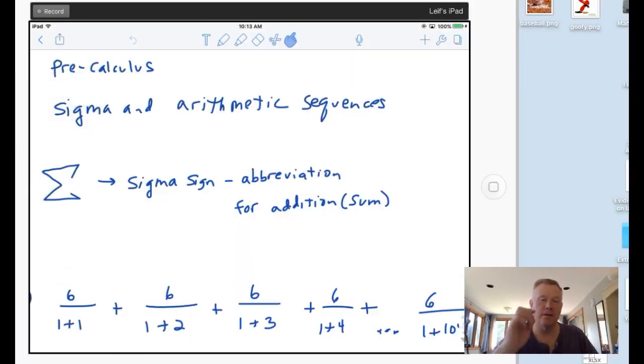Okay, hi there. Today, for pre-calculus, I'm going to be looking at sigma and arithmetic sequences. So this big symbol right here is called sigma, kind of an E-looking shape. That's a sigma sign, and you see this in math a lot. It looks complicated, but what it really means is just addition. It's the abbreviation for addition, which means sum. Sum is what you get when you add up all the stuff.